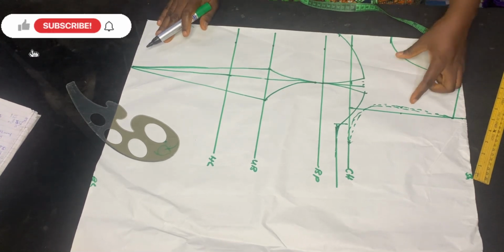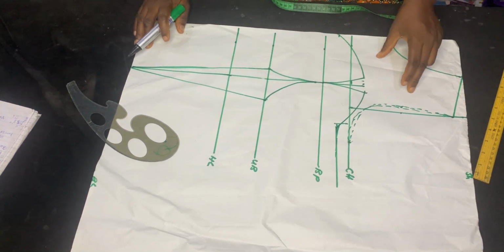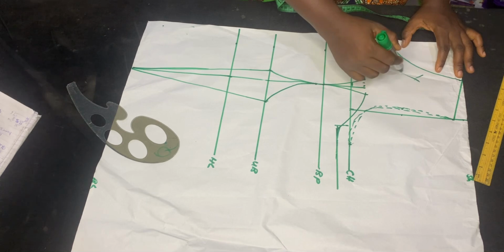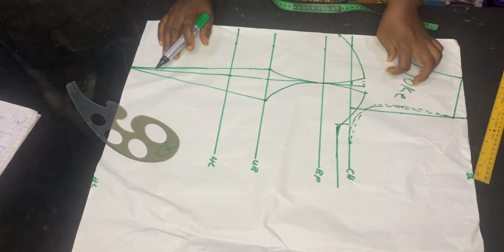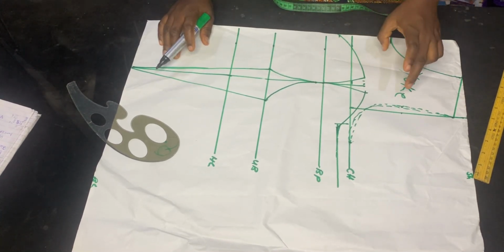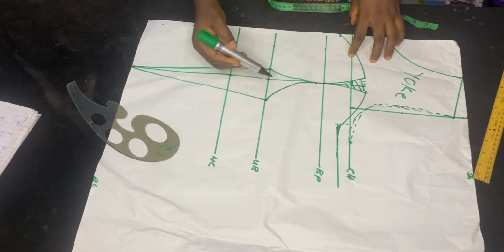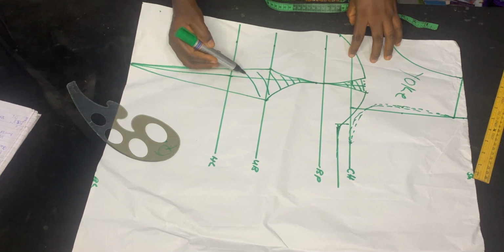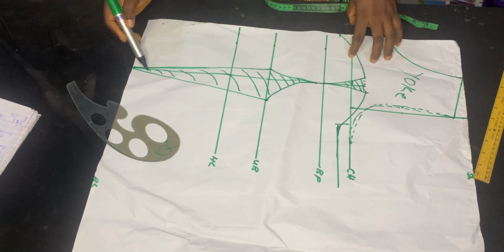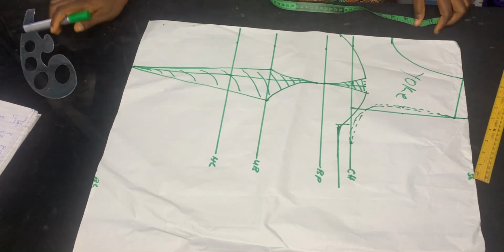So after we are done, we are basically done. So if you want to put a yoke, this will automatically become your yoke, okay, but in this case I'm not going to be making use of this. All right, so the next thing I'm going to do is to shade out this part. This shaded part will be going out, guys. So that is just it.